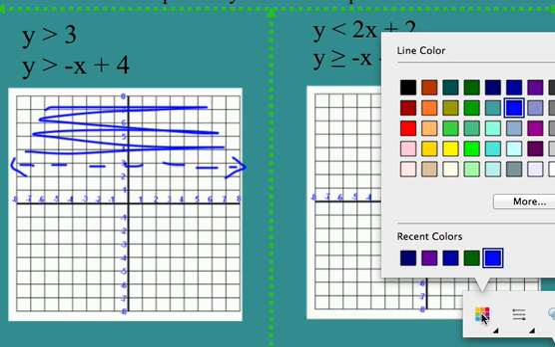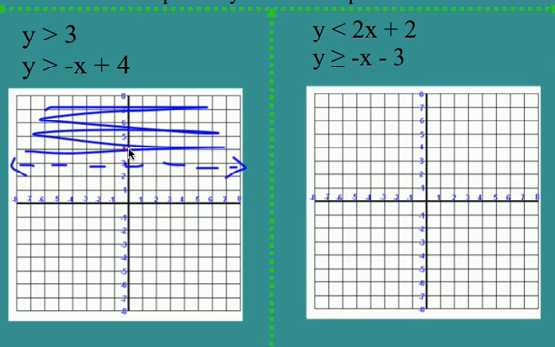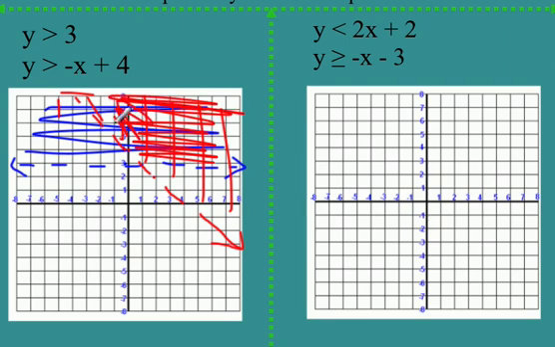Then, for my next one, I'm crossing the y-axis at 4. So I'm going to go ahead and plot 4 on the graph. And then I'm going down 1, right 1, down 1, right 1. And that's also going to be a dashed line. Then I know I'm shading up from that line. So then the region that the two colors overlap is right here. So I'm going to make that really dark so we know that that's my solution.